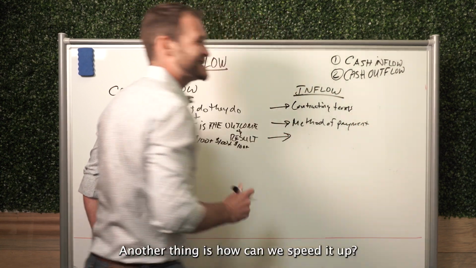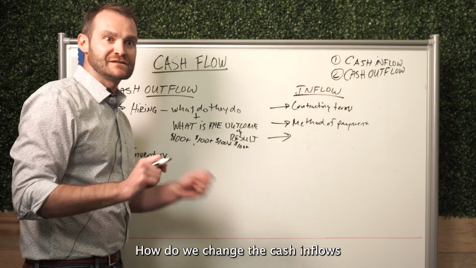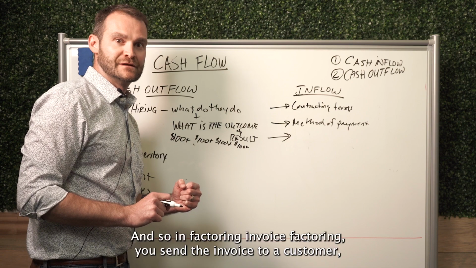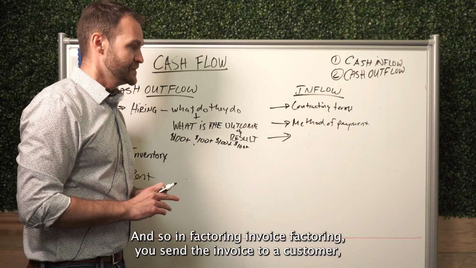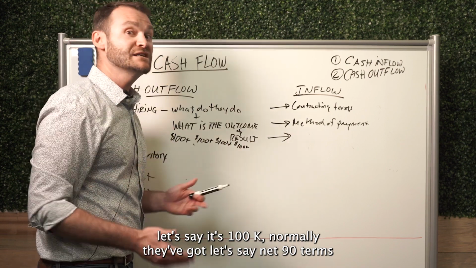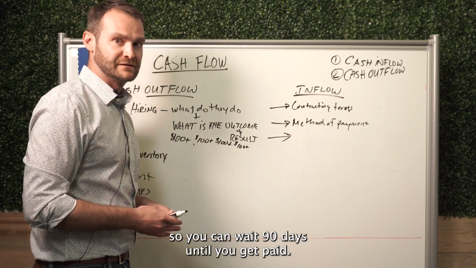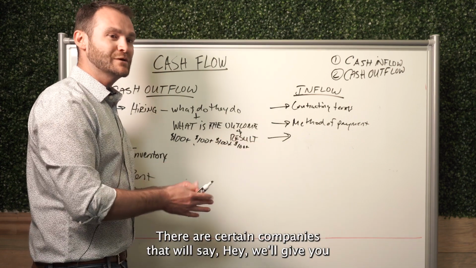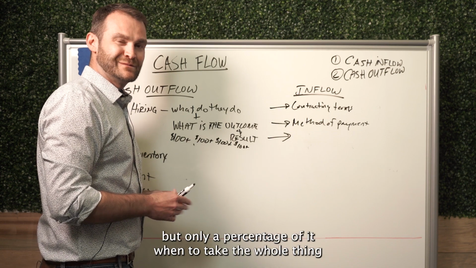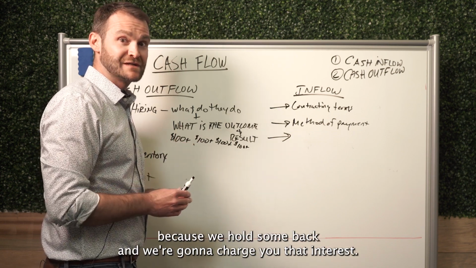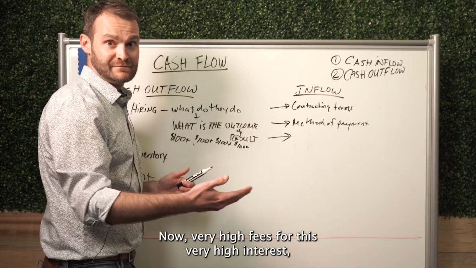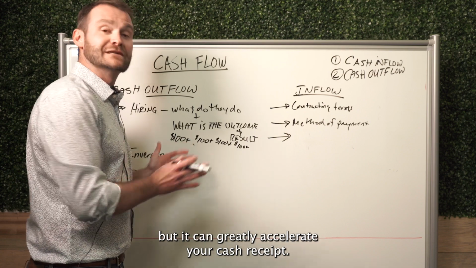Another thing is, how can we speed it up? How do we change the cash inflows? So we could look at, is there factoring available? In invoice factoring, you send the invoice to a customer, let's say it's 100K. Normally they've got, let's say, net 90 terms, so you're going to wait 90 days until you get paid. There are certain companies that will say, hey, we'll give you the money up front for that invoice, but only a percentage of it. We're not going to take the whole thing, because we're going to hold some back and we're going to charge you that interest. Now, very high fees for this, very high interest, but it can greatly accelerate your cash receipt.